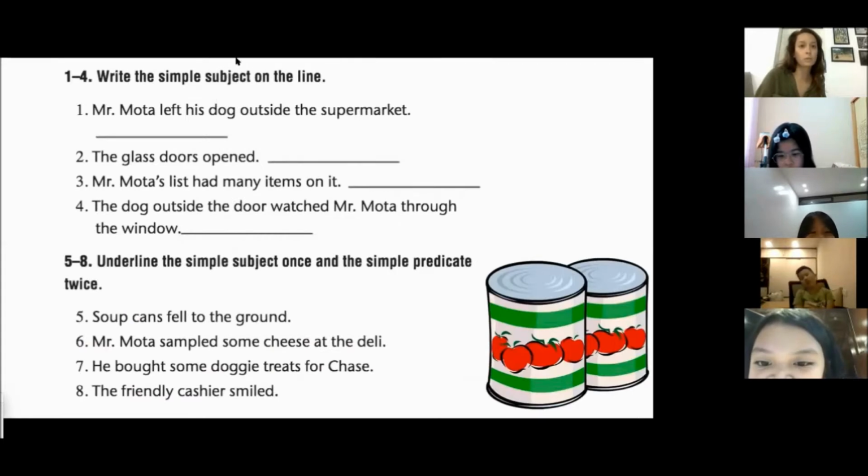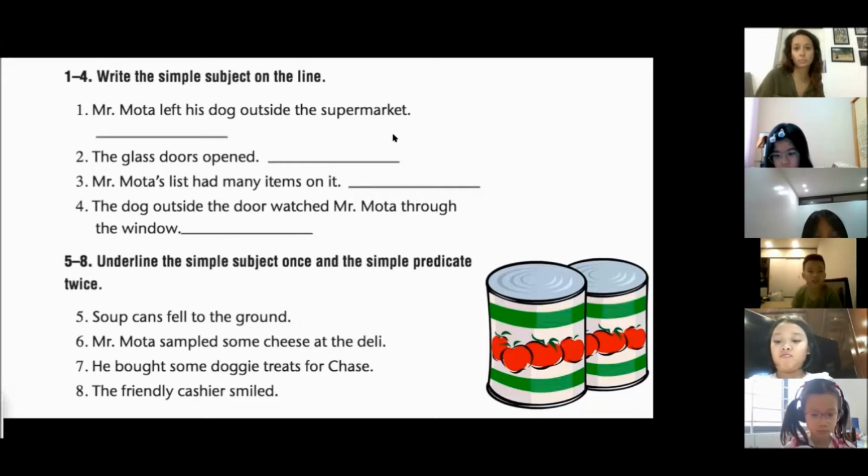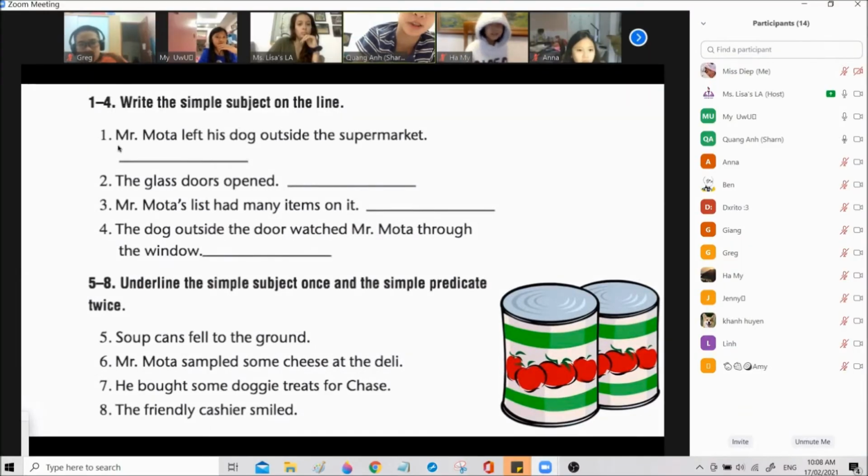Okay, so for 1 through 4, we were supposed to write the simple subject on the line. So who can read number 1 and then tell us the simple subject? Can you do number 1 for us, please? Mr. Mota left his dog outside the supermarket. Okay, what's our simple subject? Mr. Mota. Mr. Mota is our simple subject.